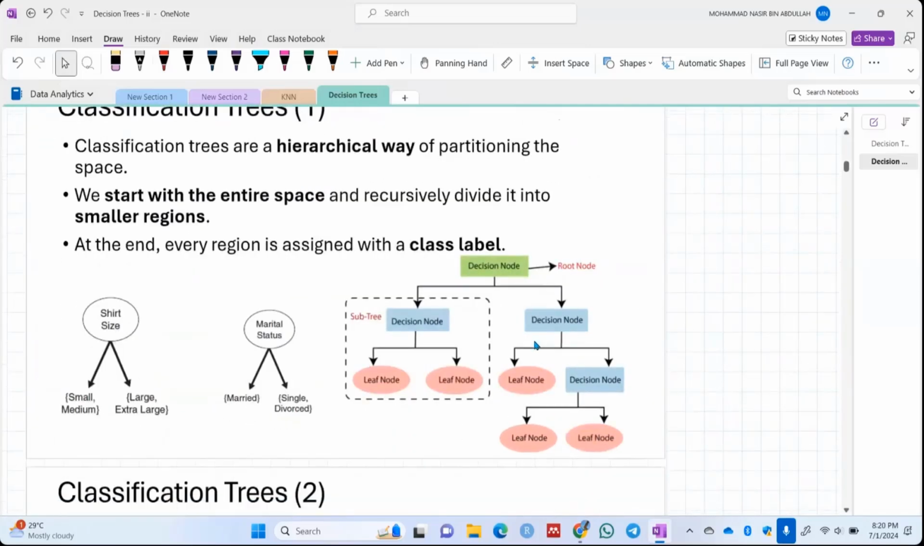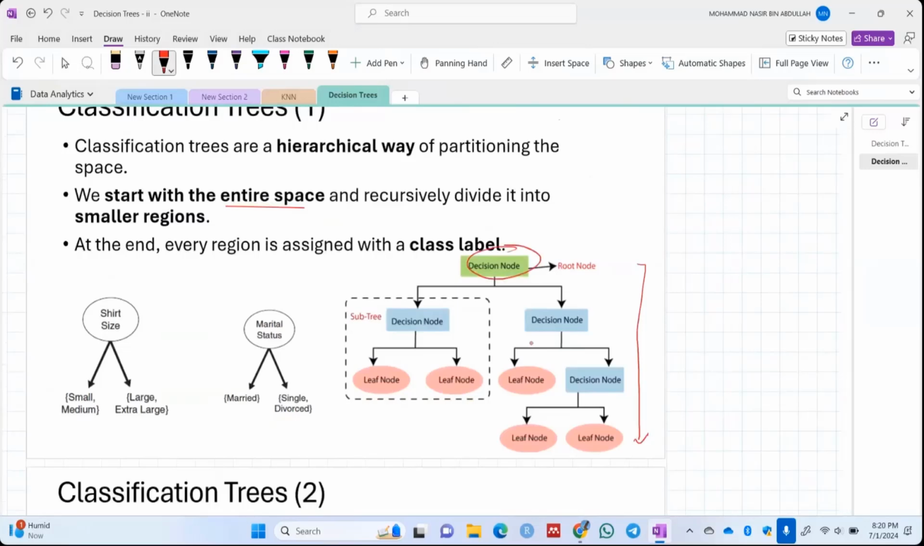Now let's look at the next part, right? So classification tree is a hierarchical way of partitioning the space, right? So we're going to partition the space in a hierarchical way. So it starts with the entire space and recursively divides into smaller regions.